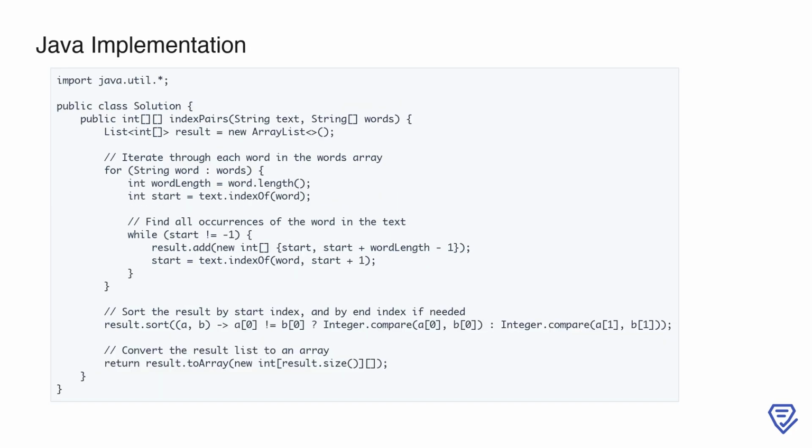This is the Java implementation of LeetCode problem number 1065, Index Pairs of a String. It mirrors the logic of the provided Python solution, using Java-specific constructs such as ArrayList for dynamic storage and Arrays.sort for sorting. The function iteratively finds all occurrences of each word in the given text, storing the start and end indices as pairs. The result is then sorted based on the problem's requirements and returned as a 2D array. Key differences from Python include explicit type declarations and the use of Java's collection framework for intermediate storage.